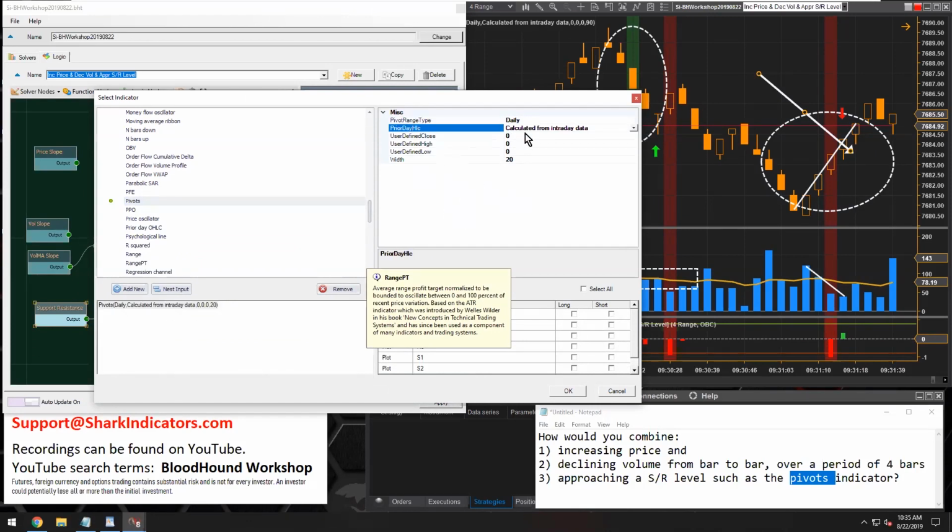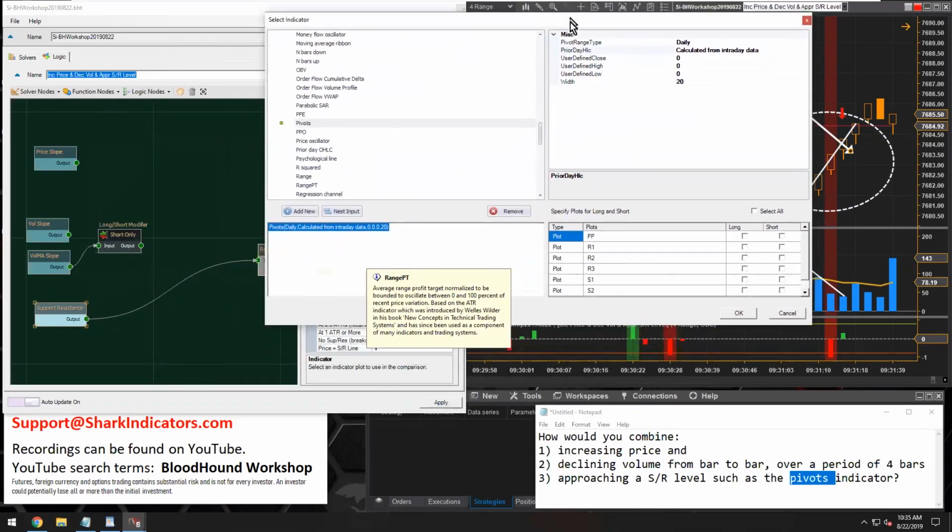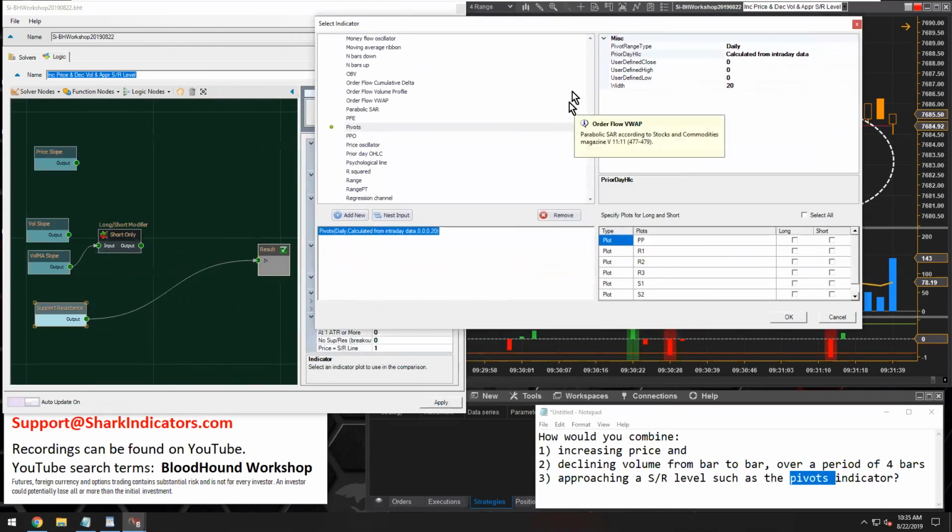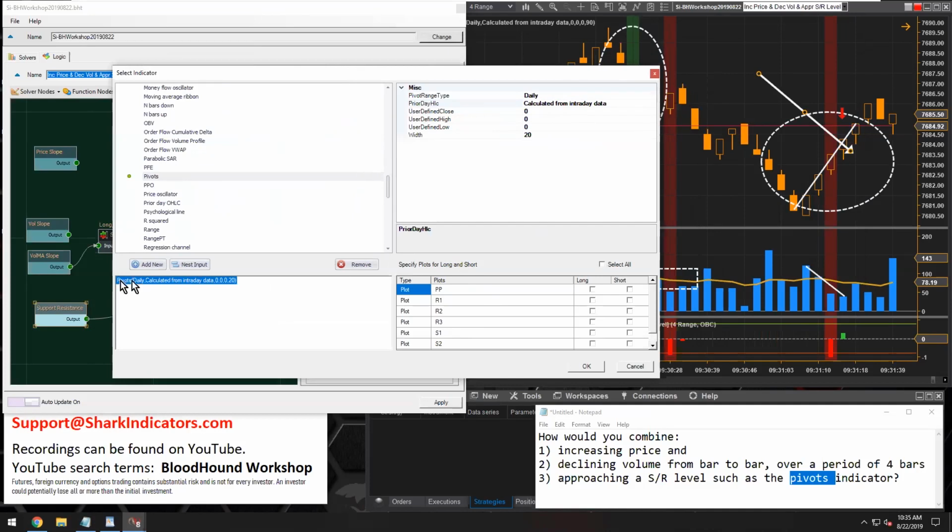And again, make sure that your settings here match the settings that you're using on the chart. So on the chart, I'm calculating from intraday. All right, and then as far as, let's see, interesting, our little tooltip there got stuck on. There we go. All right. So one thing that's unique about the support resistance level is you can actually select multiple plot lines. So this is the one and only solver in which you can select multiple plots, for indicators exactly like the pivots indicator, right?